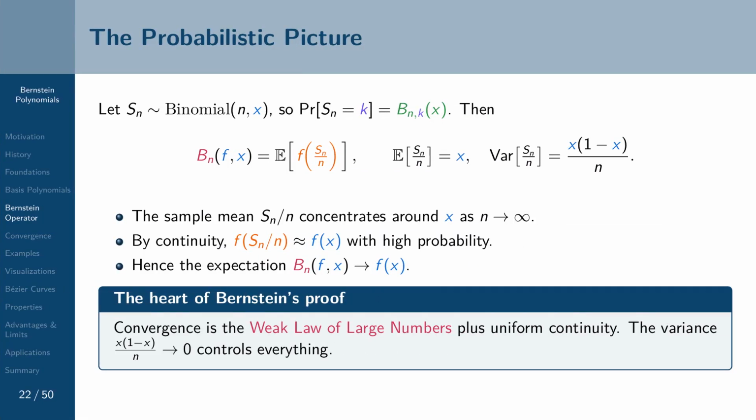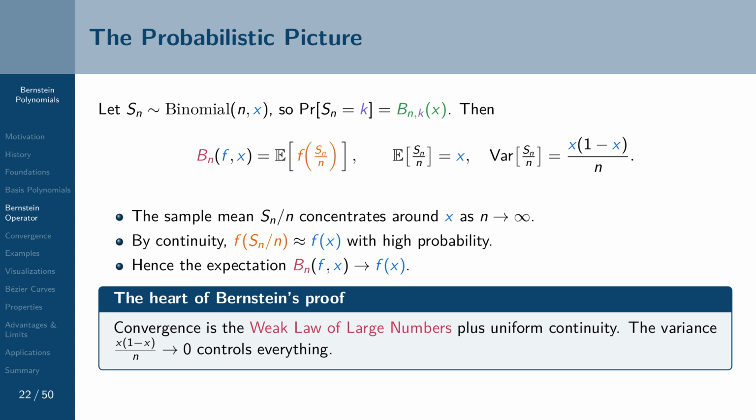Here is the elegant reformulation. Let s sub n be a binomial random variable with parameters n and x. Then the probability that s sub n equals k is exactly b sub n comma k of x, and so b sub n of f at x is precisely the expected value of f of s sub n over n.